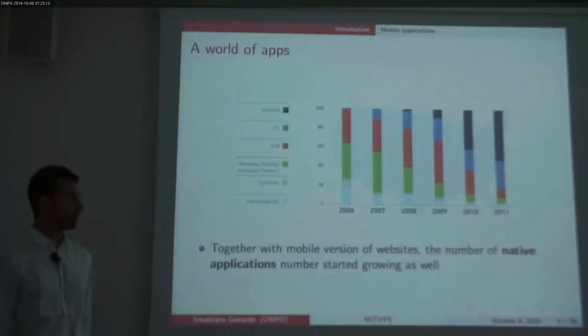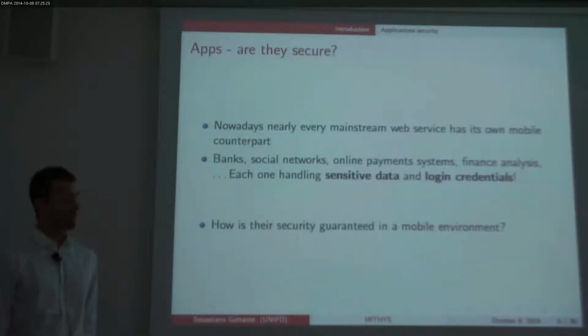And together with the smartphone growth, the number of mobile applications grew as well. Nowadays, Android together with iOS are the leading mobile operating systems worldwide, with more than 1 billion applications in their stores each. These applications are used by everyday users, by us as well, to check our emails, to check our bank accounts, to make payments, or just to text with friends. And this means that these applications are handling our sensitive data and our private login credentials. And this also means that these applications have to be secure.